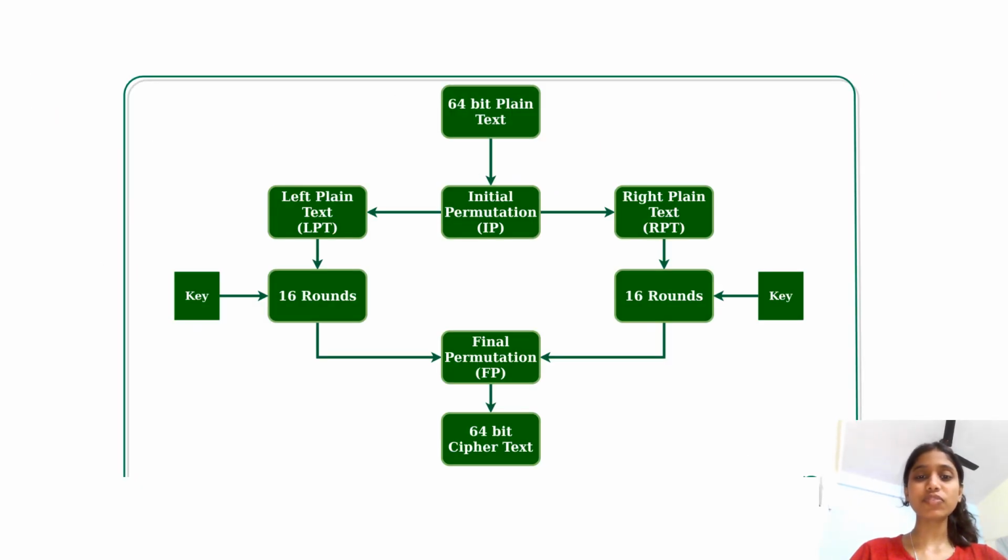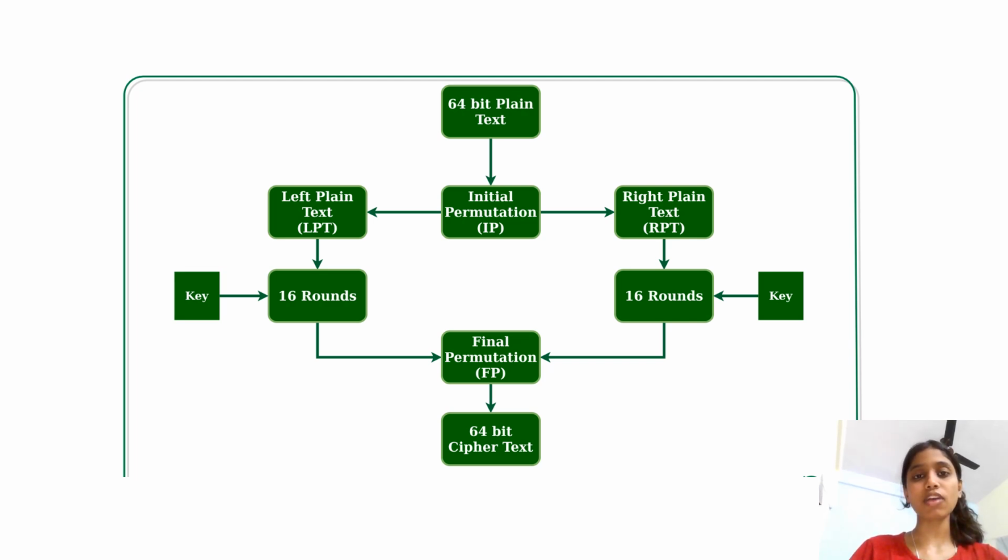In this process, first we have the 64-bit plain text, which undergoes the initial permutation. In the initial permutation, we interchange the bit positions in the plain text, and then the 64-bit plain text is converted into 32-bit left plain text and right plain text. Both go through the 16 rounds of the encryption process in DES, which consist of an expansion function, substitution function, and transposition function. And then finally, with the use of a key and the rounds performed on the left plain text and right plain text, we perform a final permutation to convert it into a 64-bit ciphertext.